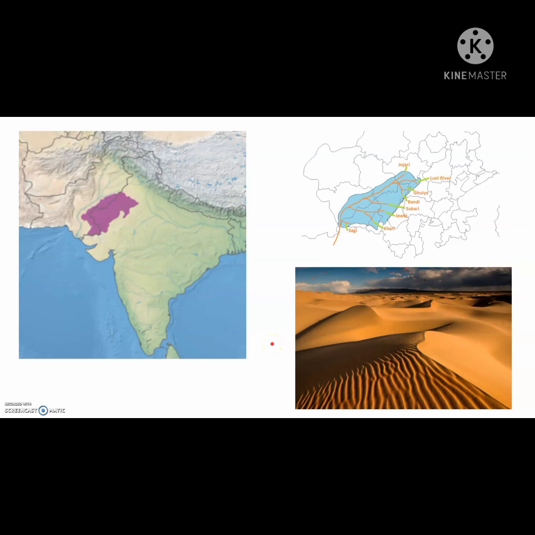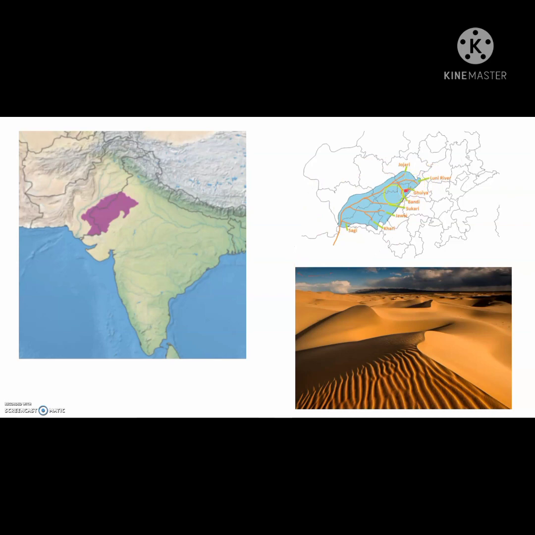It has an arid climate. What is meant by arid climate? Less rainfall is called an arid climate. 100 to 150 millimeters of rain, very low rainfall, that is 10 to 15 centimeters of rainfall in the Thar Desert. The only river that flows through the Thar Desert is the Luni River.